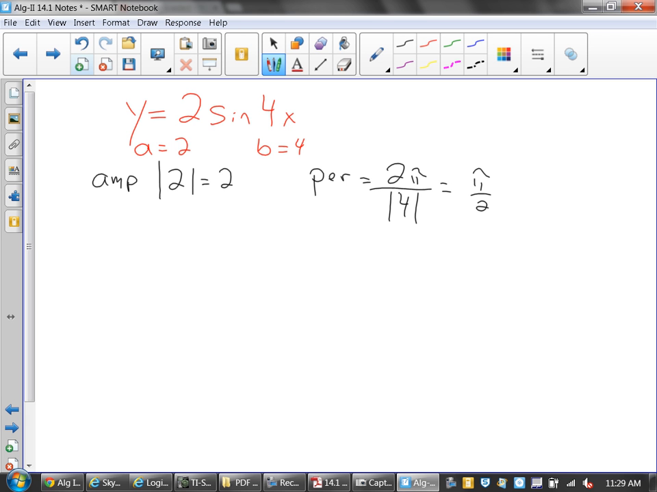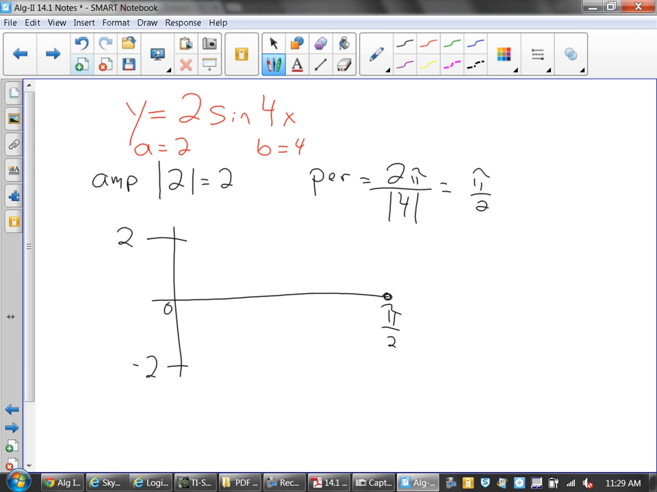So here's how you graph this. Again, the easy one is your amplitude. The amplitude is 2. That was easy. The period. The period is where things get weird. It's going to be pi over 2 at the end, and it starts at 0.